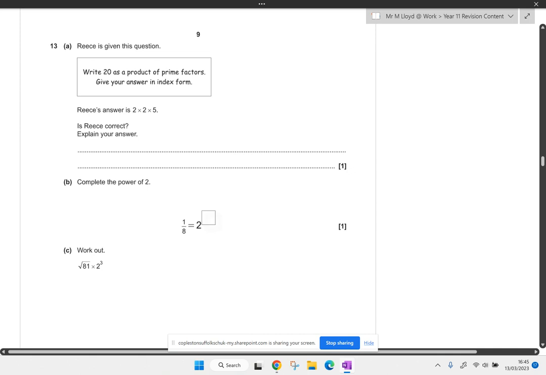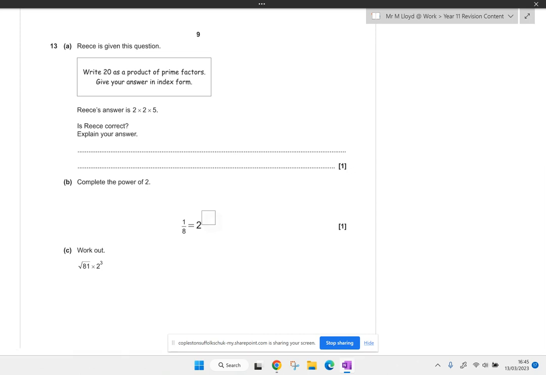Reese has given this question. Write 20 as a product of its prime factors. Give your answer in index form. Reese's answer is 2 times 2 times 5. Is Reese correct? Now, this answer is no. Why is that? Because he's not put it in index form. So it should be 2 squared times by 5. 2 times 2 is 4, times by 5 is 20.